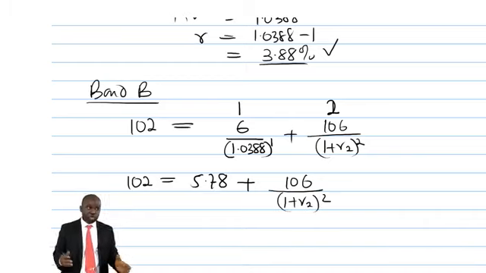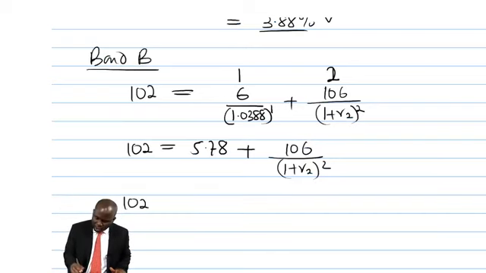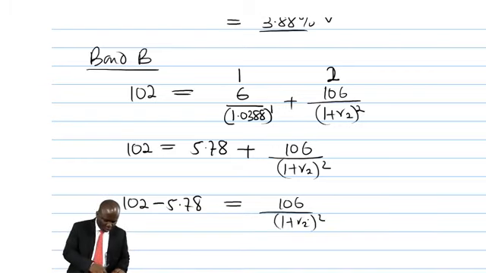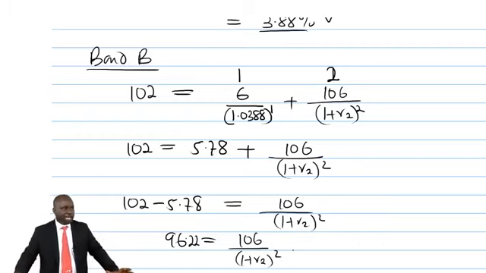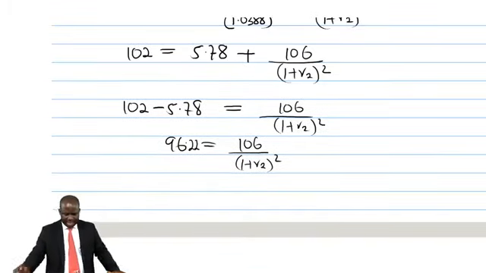This one will go. You need a bit of primary school arithmetic. So this one will cross. So 102 minus 5.78 should be equals to 106 divided by 1 plus R2 squared. So 102 minus 5.78, and that is 96.22, is equals to 106 divided by 1 plus R2 squared. We need a bit of primary school algebra. Okay, and then we solve this.